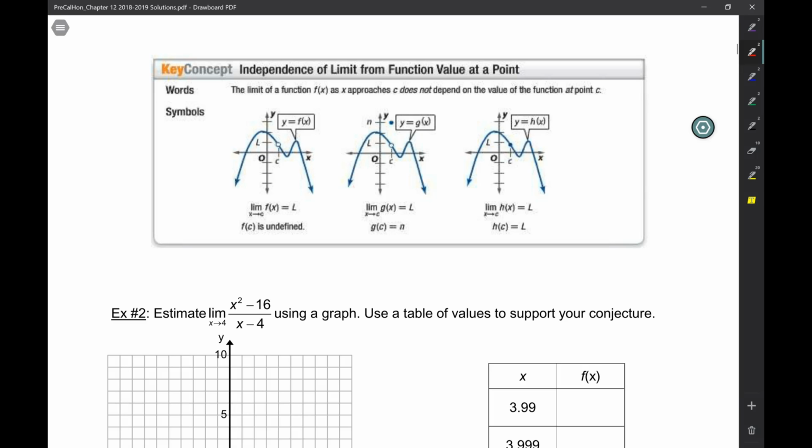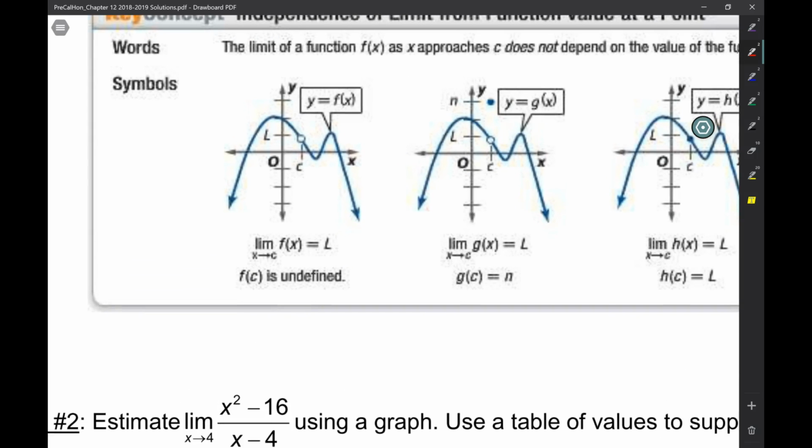Take a look at this first picture here. Just follow along with me. Don't try to go ahead of me. As x approaches c from the left-hand side, what value is y approaching? L. As x approaches c from the right-hand side, what value is it approaching? L. From both sides, it's approaching L. Is that correct? So the limit of this is L.